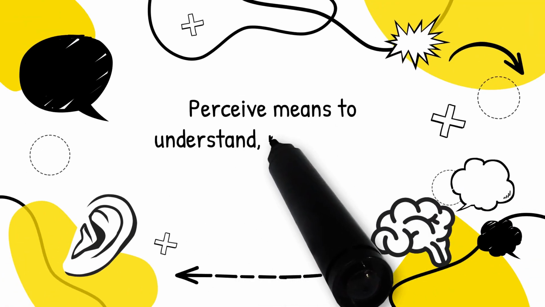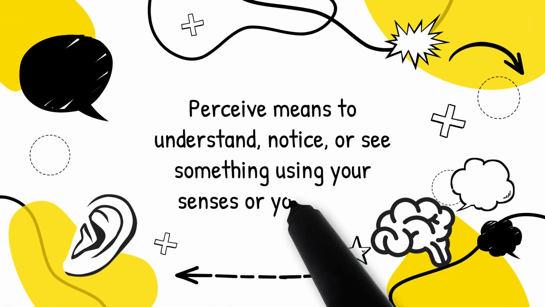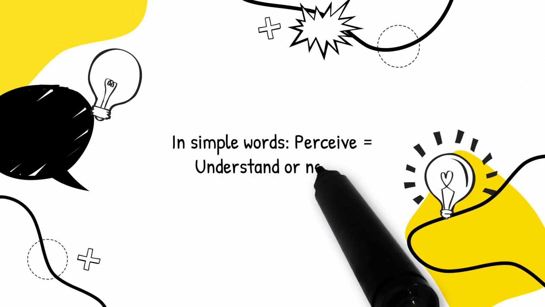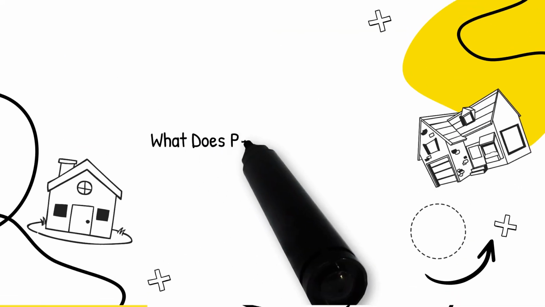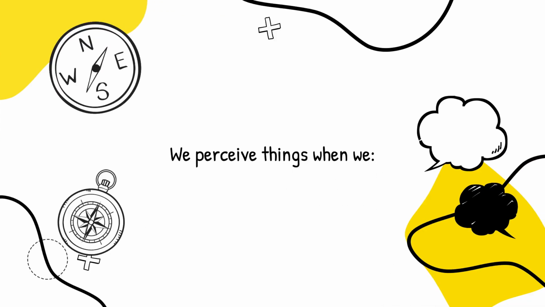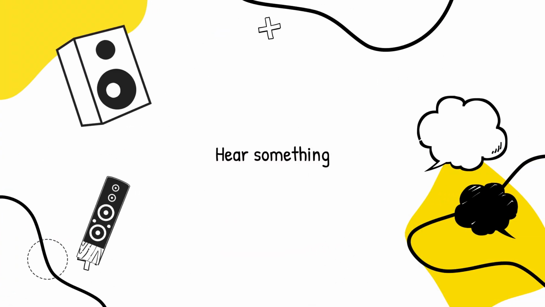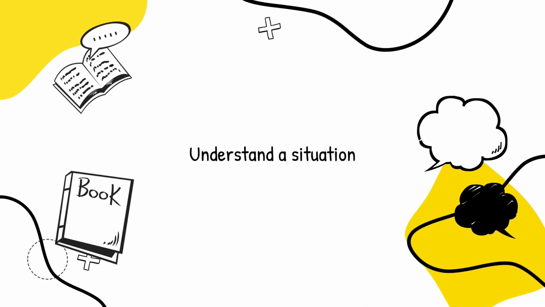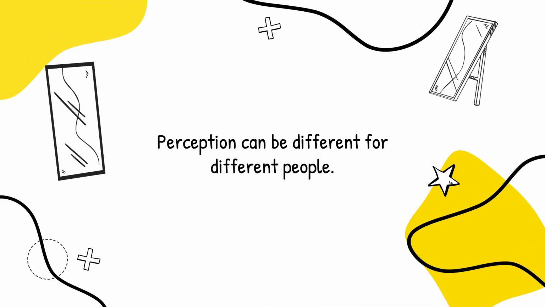Perceive means to understand, notice, or see something using your senses or your mind. In simple words, perceive equals understand or notice. What does perceive mean in daily life? We perceive things when we see something, hear something, feel something, or understand a situation. Perception can be different for different people.